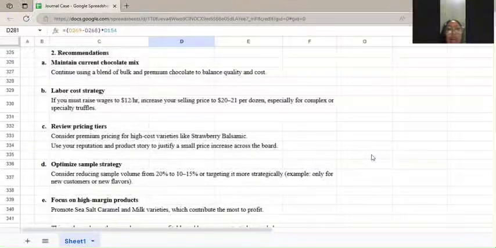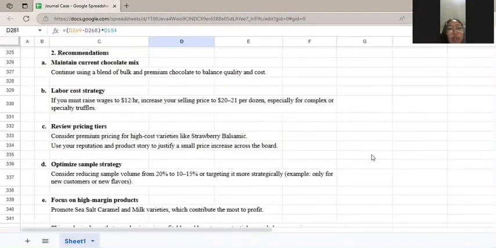Number A is maintain current chocolate mix. So continue using a blend of bulk and premium chocolate to balance quality and cost. B is labor cost strategy. So if you must raise wages to $12 per hour, increase your selling price from $20 to $21 per dozen, especially for complex or specialty truffles.